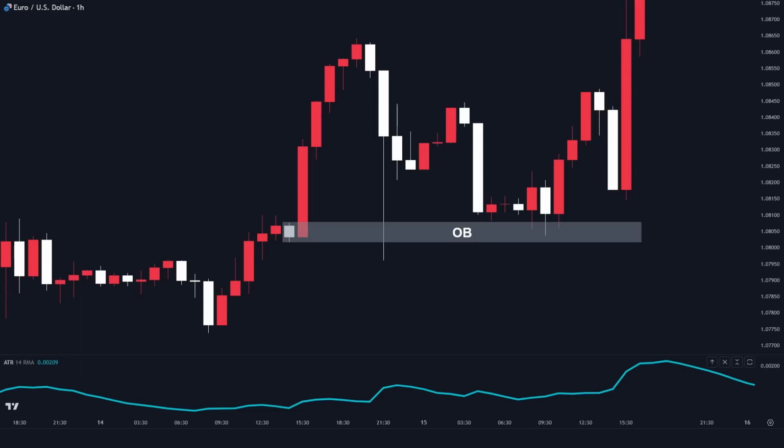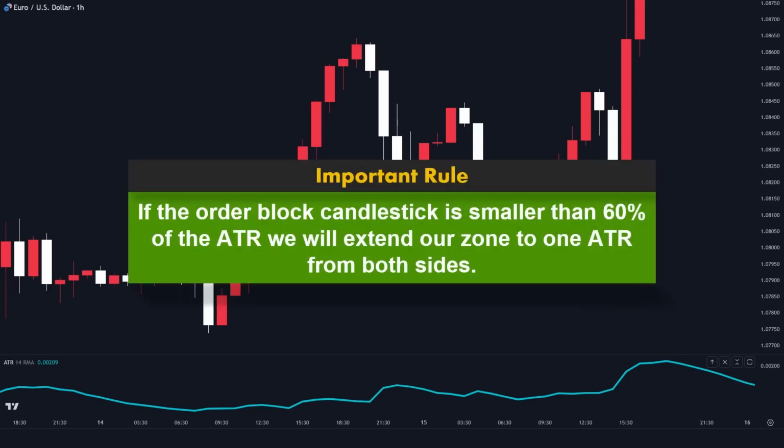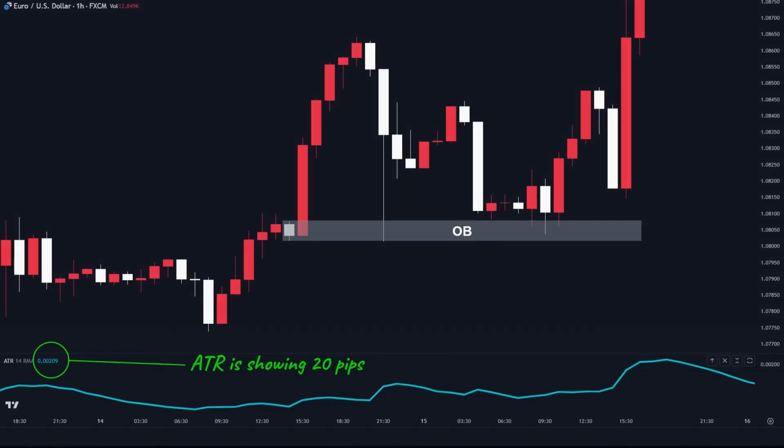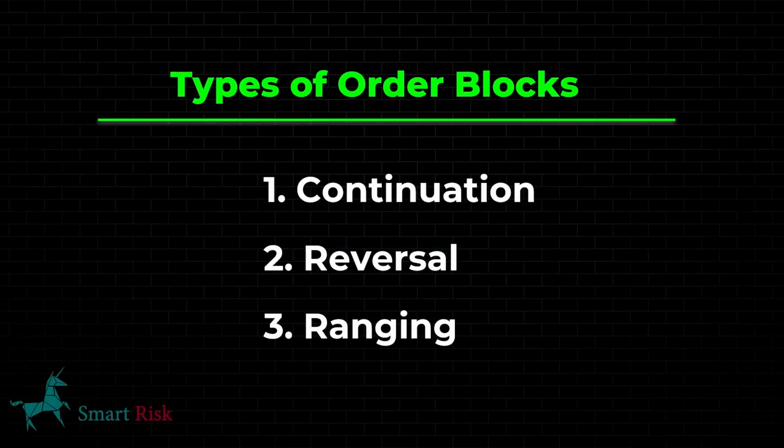So here is an extra rule for marking the order block zone. If the order block candlestick is smaller than 60% of the ATR, we will extend our zone to 1 ATR from both sides. For example, here the ATR shows that the average size of the past 14 candles is 20 pips, so if the order block range is lower than 60% of 20 pips, which is 12 pips, we will extend our order block zone to 20 pips.